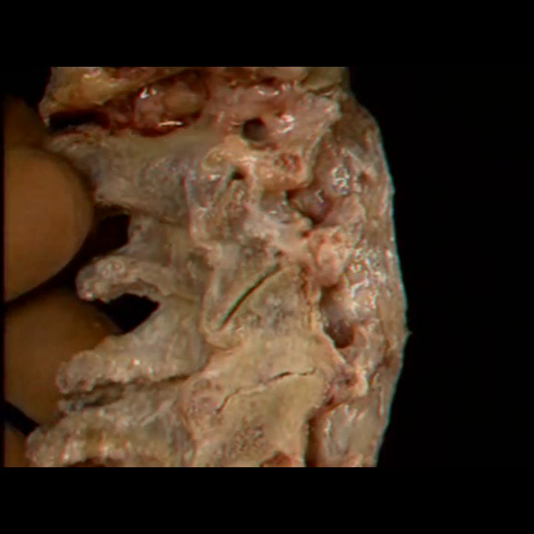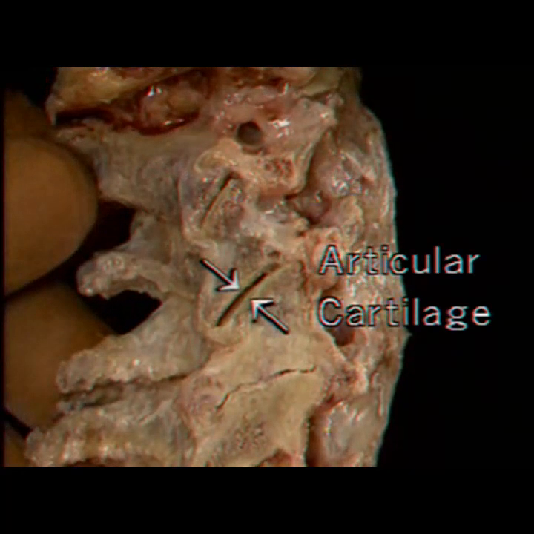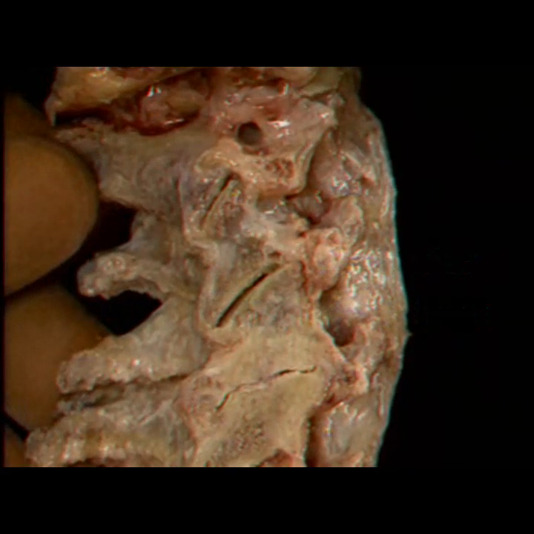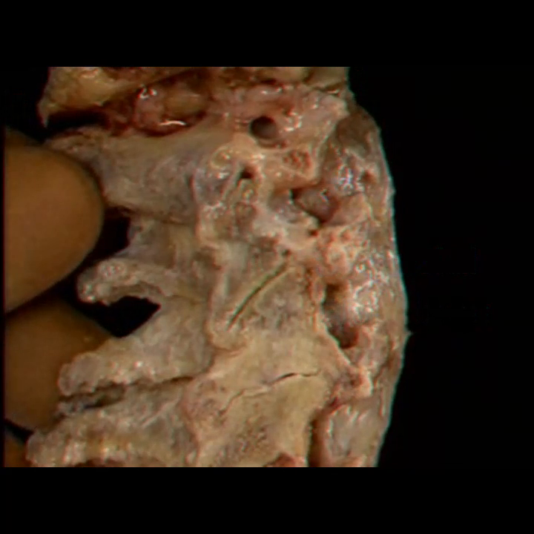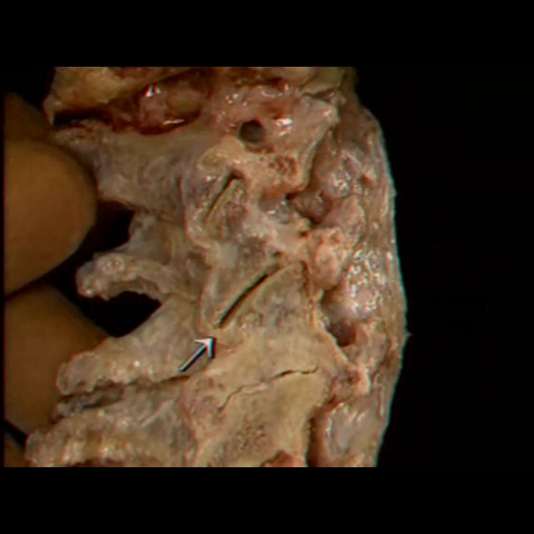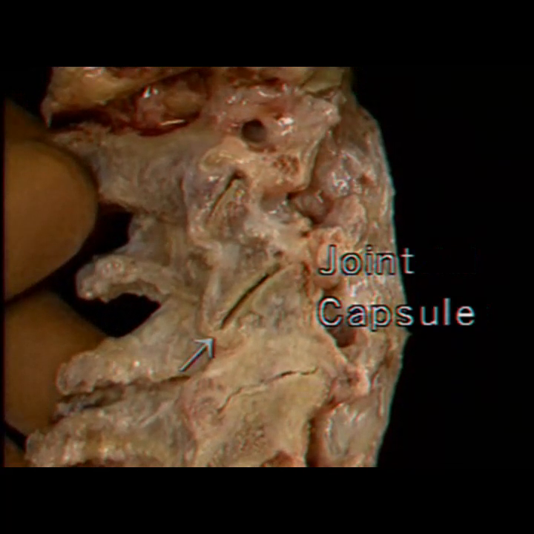As with all synovial joints, each bony surface is covered by a layer of smooth articular cartilage. The space between the cartilages is filled with lubricating synovial fluid. The fluid is contained within a fibrous joint capsule, which permits movement.